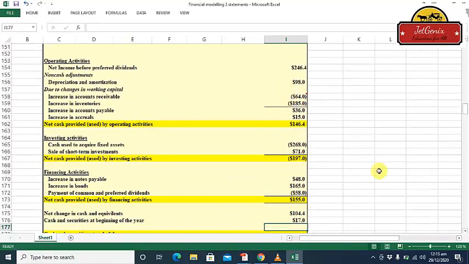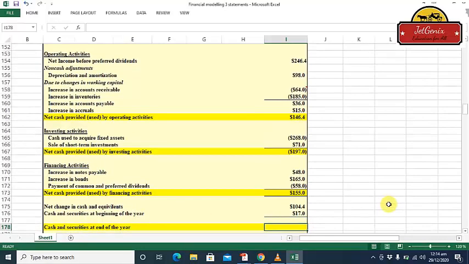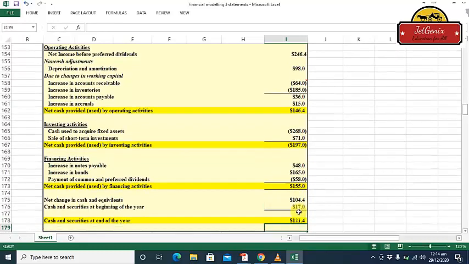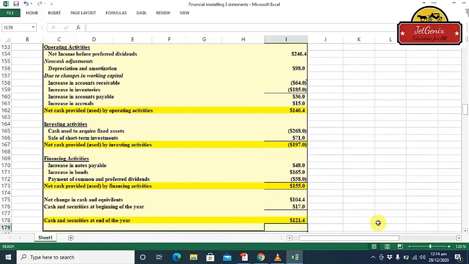Now you can see the cash and securities at the beginning of the year is 17, and now we are going to calculate the cash and securities at the end of the year. Just press enter and sum these two values. So the cash and securities at the end of the year is 121.4 million.